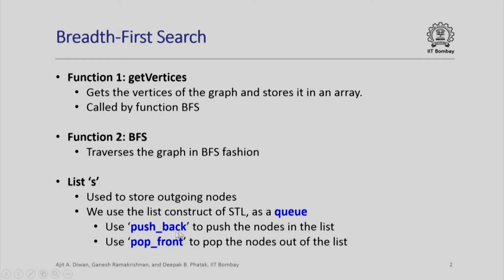Consequently, we will use the push back function, which will push the nodes in the list, and the pop front function to pop the nodes out of the list. These are the two functions which are different from a stack operation. They implement the queue operation. Please remember, a queue will always push at the back of the queue and pop will always pop from the front of the queue. This simple difference makes the search go from depth first search to breadth first search.